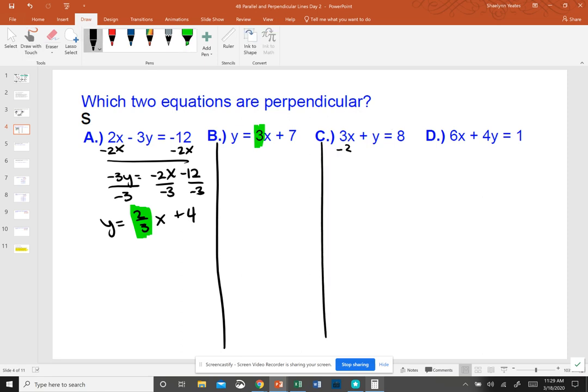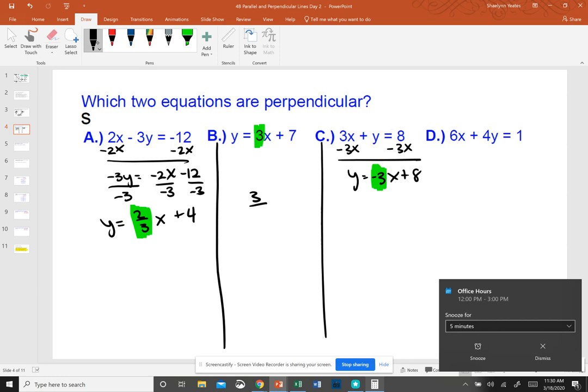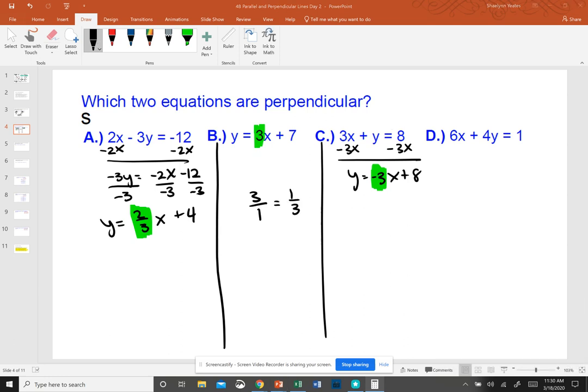All right. So right here, we don't have anything done yet. So let's subtract 3x from both sides. We have y equals -3x plus 8. Okay, so my slope is -3. Now, is -3 perpendicular to 3? Well, why not? If you look, if I took 3 and I flipped it over, this would be 1/3. Okay? And then if I flip the sign, it would be -1/3. So these two are not perpendicular. Okay? All right, let's take a look at D.